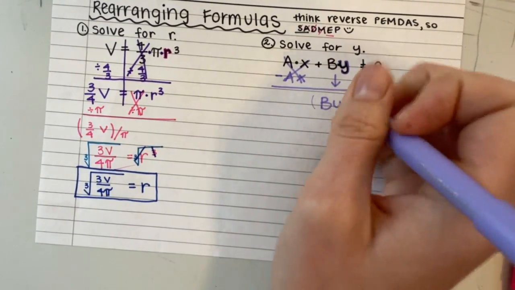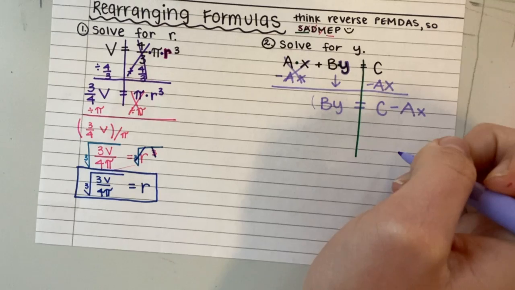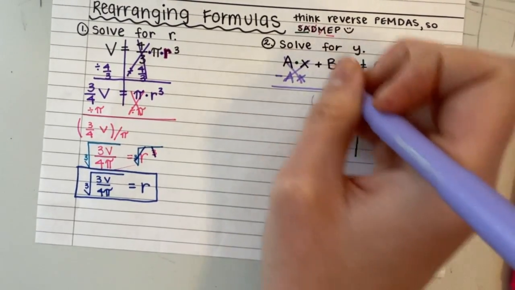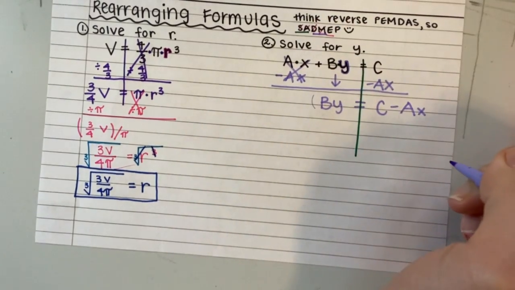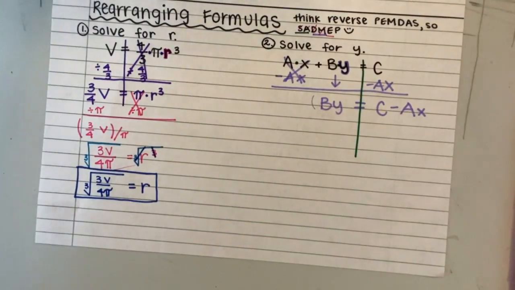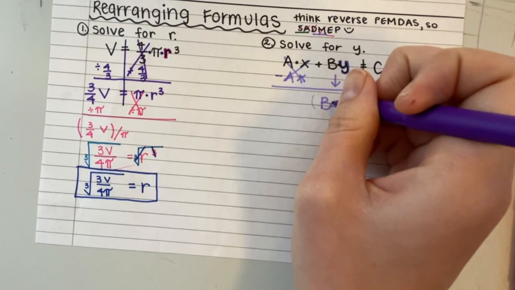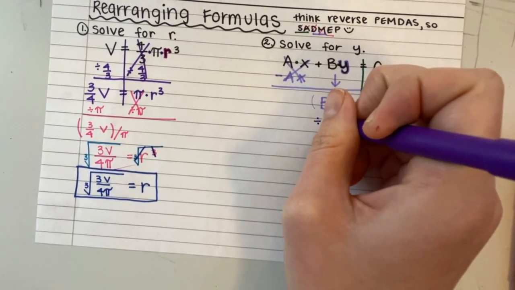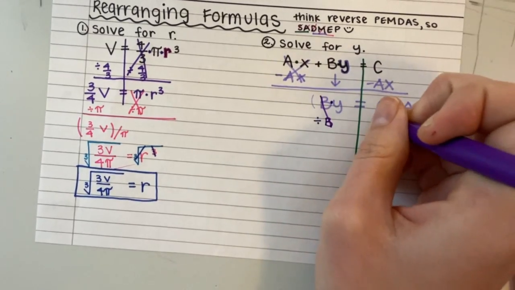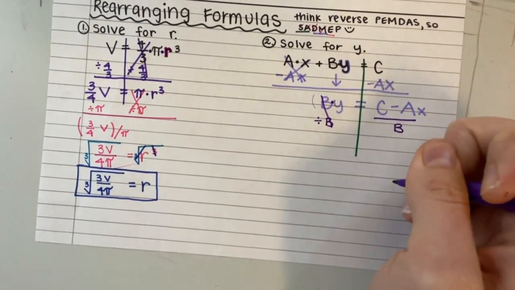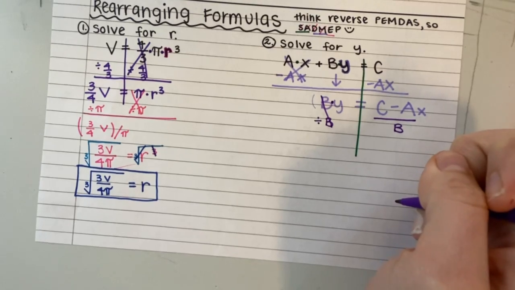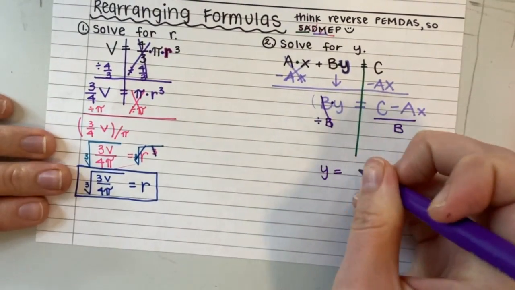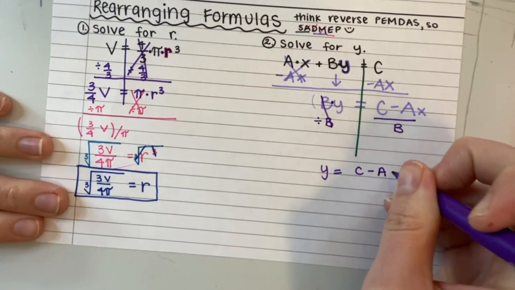Now that there is no more addition and subtraction on my side with the y, now I can move on to multiplication and division. So my y is attached to my b with multiplication, so I need to divide to get rid of the b. If I divide that side by b, I need to also divide this side by b. And now I have solved for y.